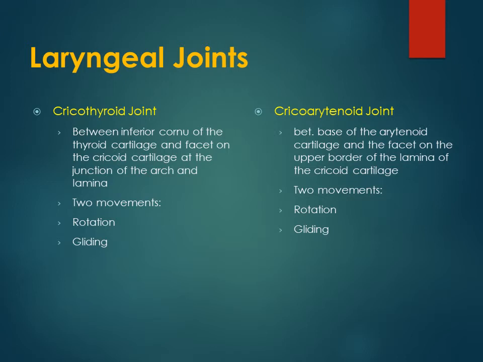The cricothyroid joint is between the inferior corner of the thyroid cartilage and the facet of the cricoid cartilage, the junction of the arch and the lamina of the cricoid. And the cricoarytenoid joint is at the base of the arytenoid cartilage and the facet of the upper border of the lamina of the cricoid cartilage.